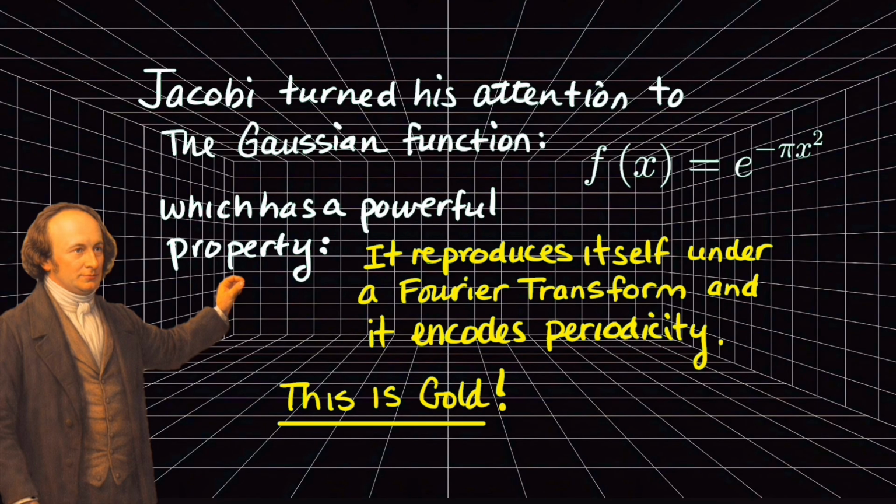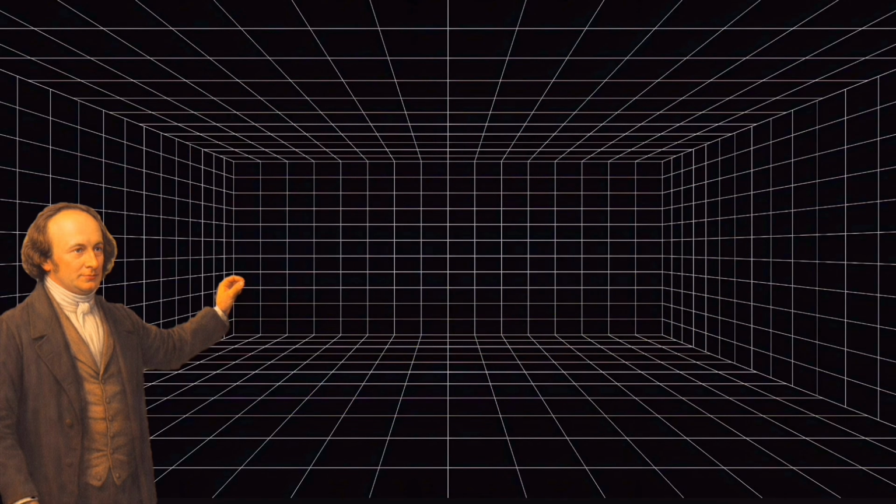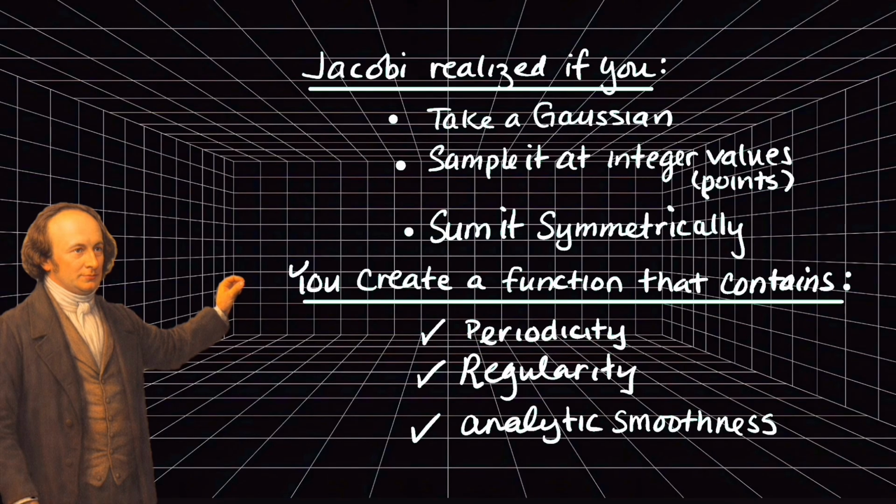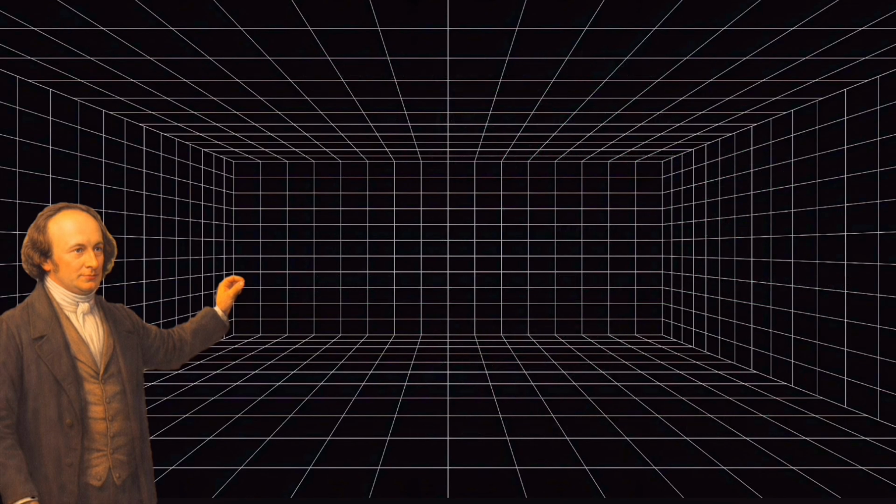Such a function actually exists already. It turns out that the Gaussian function f of x equals e to the negative pi x squared has a very powerful property. It reproduces itself under a Fourier transform, and it encodes periodicity. This is gold. Jacobi realizes that if you take a Gaussian, sample it at integer points, and sum it symmetrically, you can create a function that has periodicity, regularity, and analytic smoothness. All important features that he's looking for.